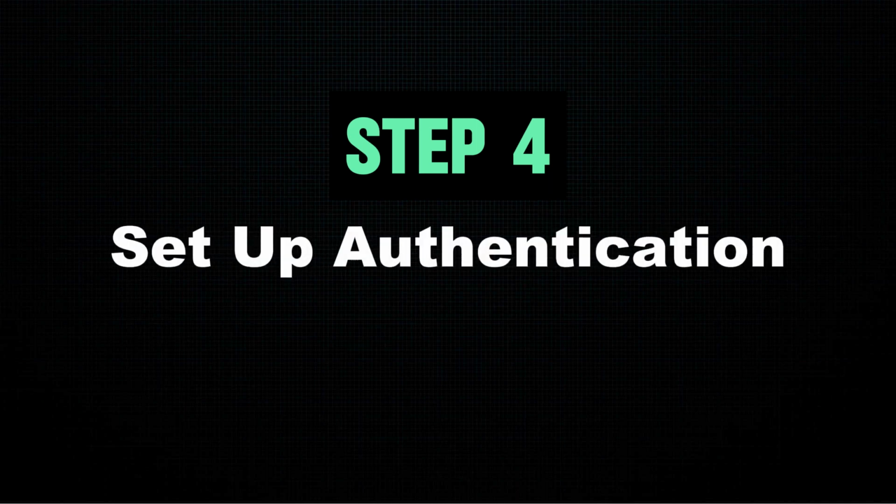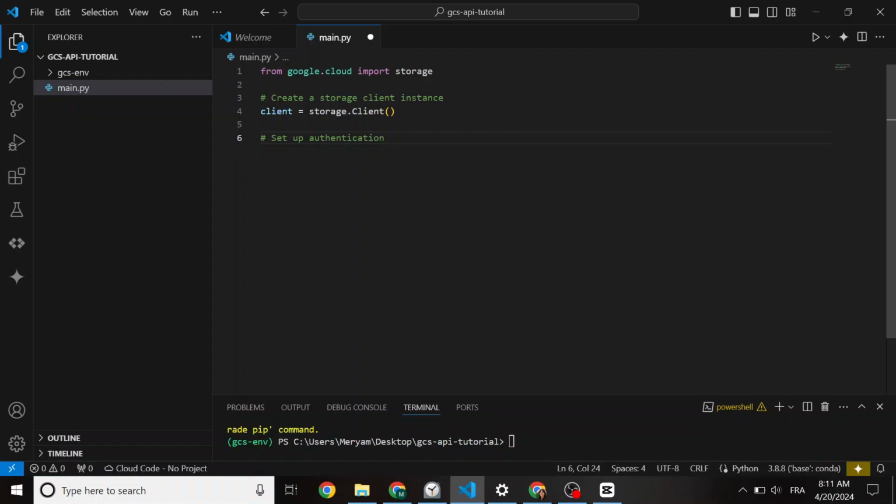Step 4. Set up authentication. For this, we have two options. Either create a service account and give it the necessary permissions to use Cloud Storage API, then authenticate your client using the service account credentials, or you can use the permissions related to your user account. For this tutorial, I will use my user account.